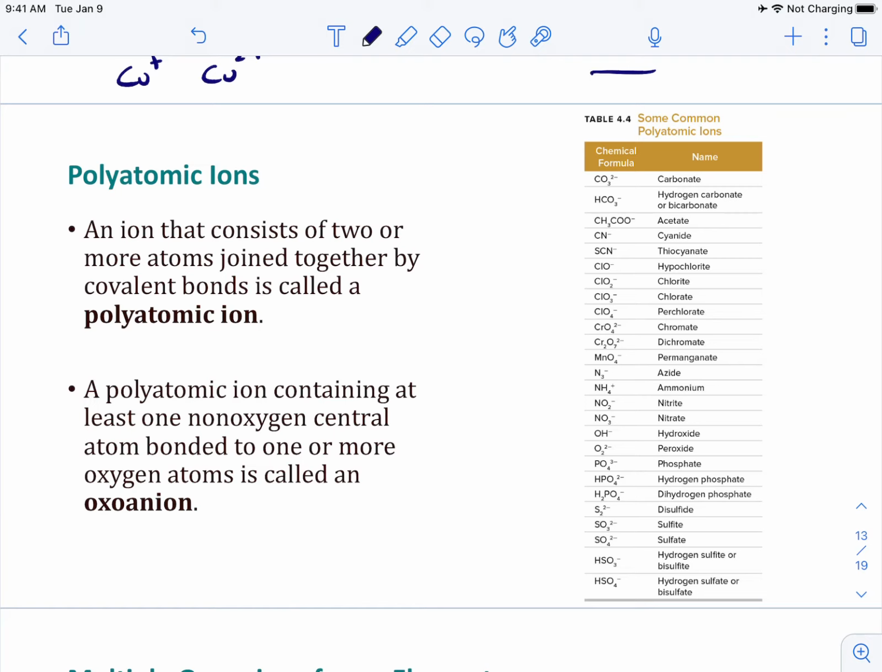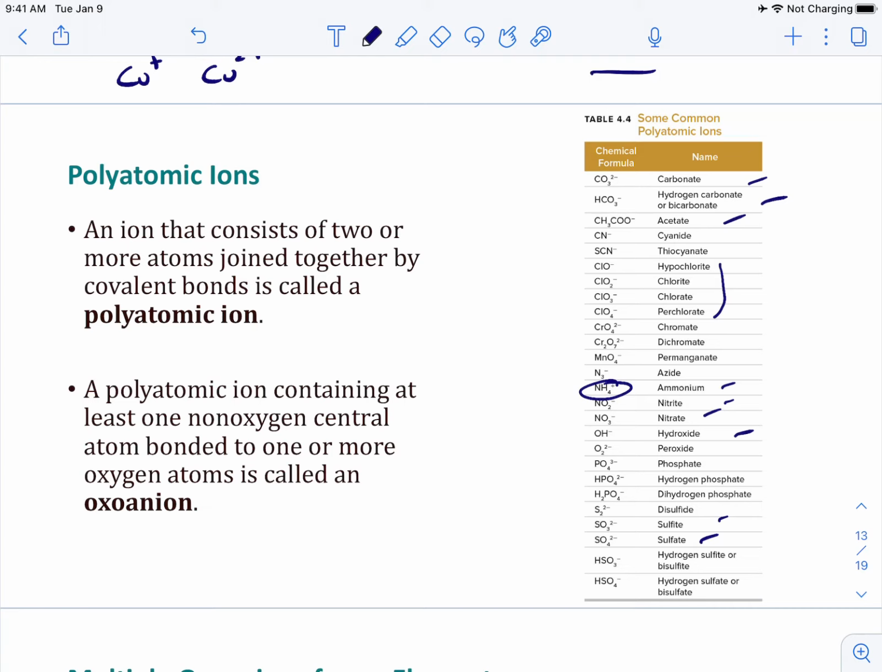So some common carbon ones you'll see a lot are carbonate and bicarbonate, hydrogen carbonate, and the acetate ion. This is for acids, you see that. You might see that in lab. Nitrate is real common. The ammonium cation, that's the only one that's a cation on this list. Sulfate and sulfite are real important. And the hydroxide ion.